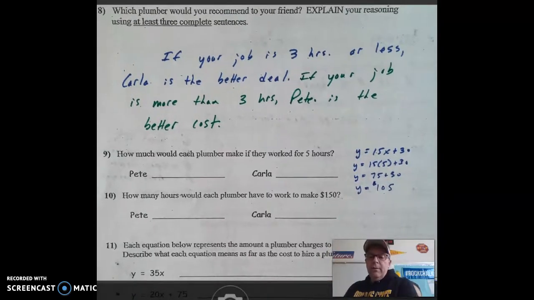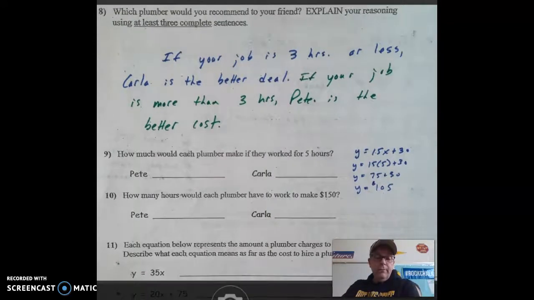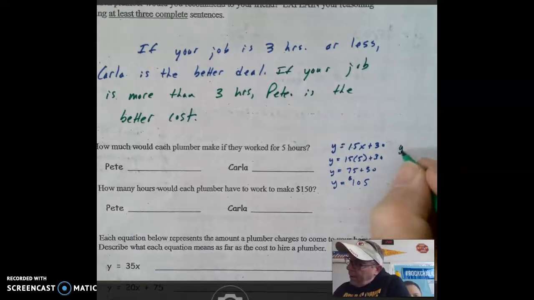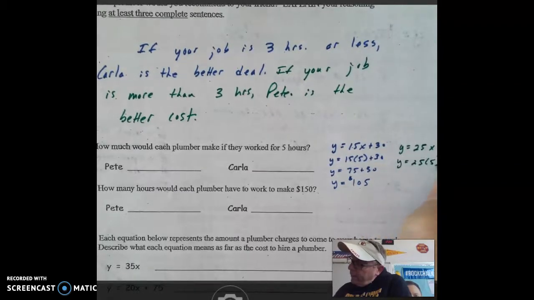Okay, let's go ahead and do Carla. So for Carla's equation, we want y equals 25x. y equals 25 multiplied by 5. y equals $125.